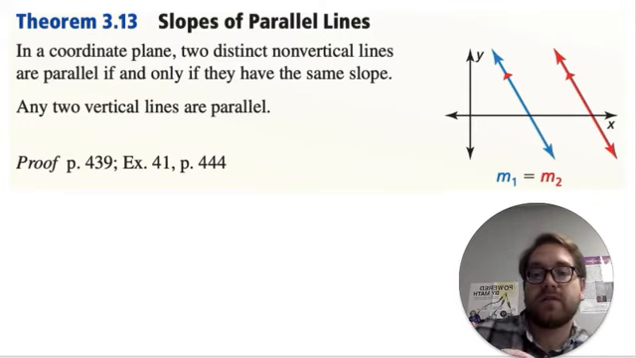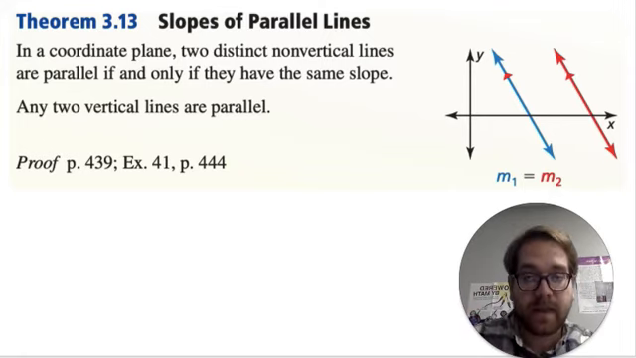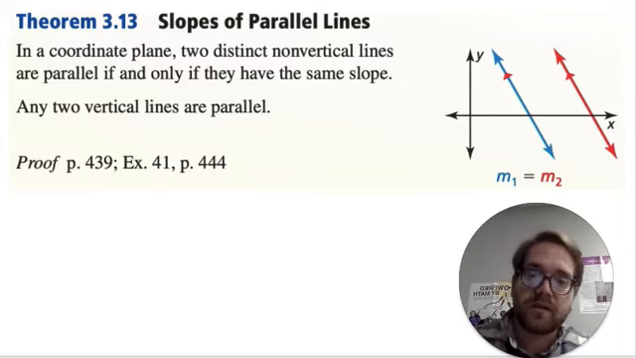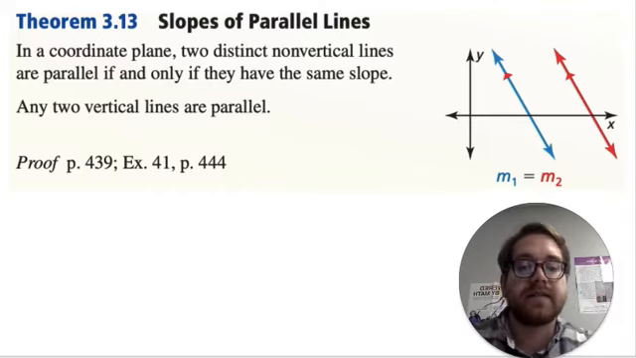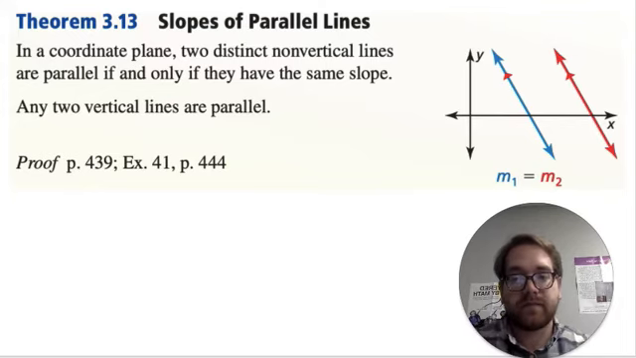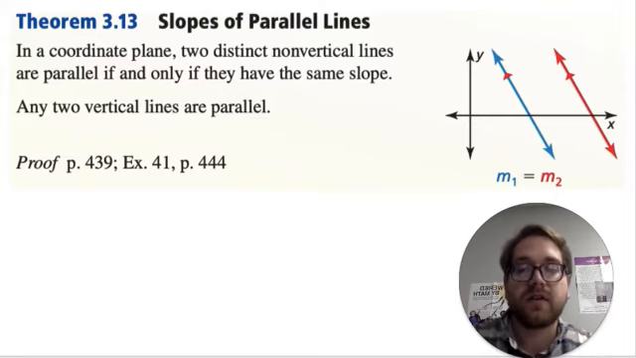And so what we also want to discuss in this lesson is particularly the slopes of parallel and perpendicular lines. So slope is the change from one point to another on a line, or sometimes we talk about it as the steepness of a line, or the flatness of a line. And so in a coordinate plane, 2 distinct non-vertical lines are parallel if and only if they have the same slope.